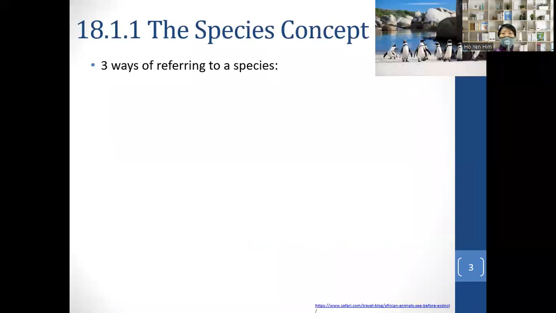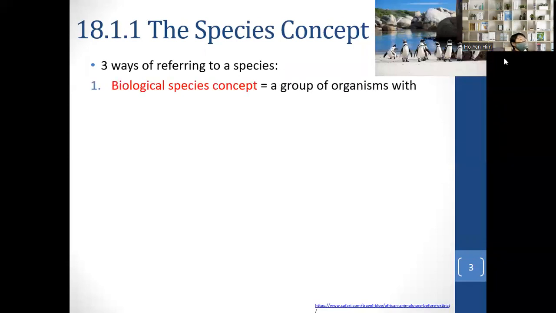So the species concept, we already learned the definition of species. And in the syllabus, it says that there are 3 ways for us to refer to the definition of species. First way is the definition that you're already very familiar with, which is the biological species concept. So we're thinking about biology. So in biology, what do you mean by species?